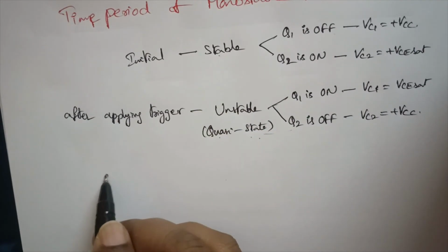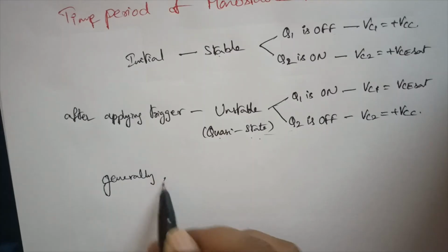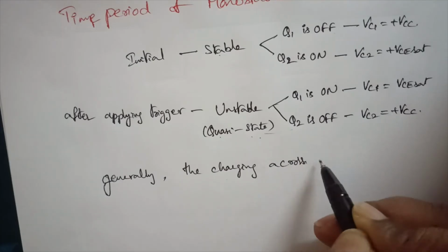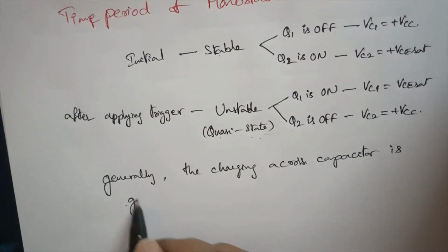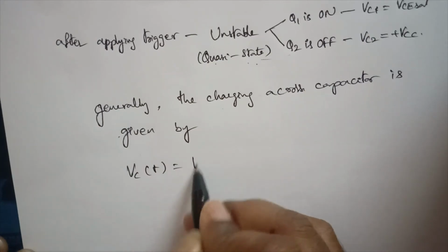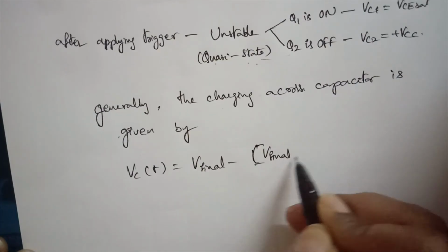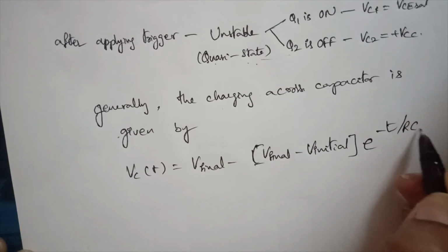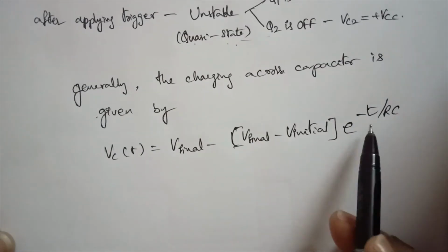So now coming to the charging equation. Generally the charging across a capacitor is given by, what is the equation? Vc of t is equal to V final minus V initial e power minus t by RC. So here we have only one RC network, therefore I am not taking anything else.